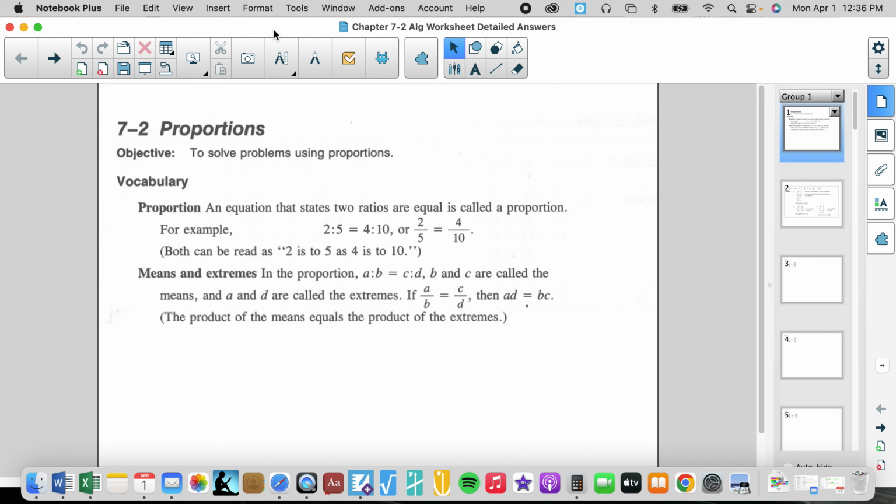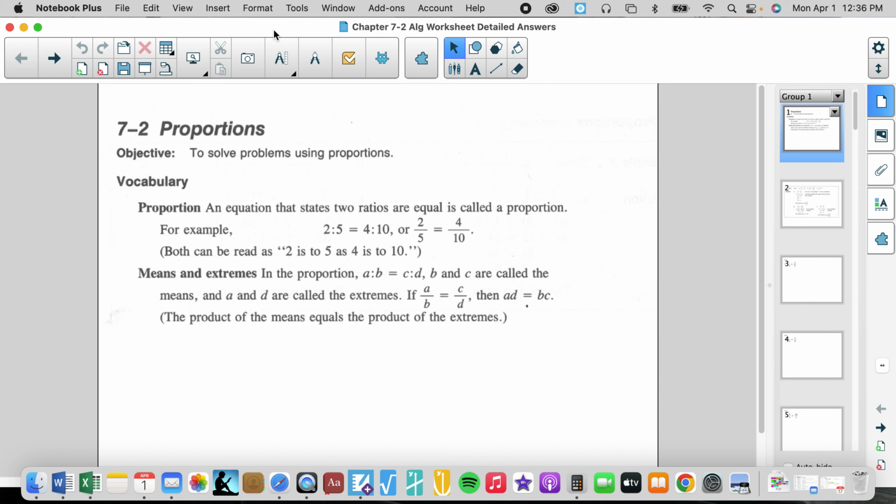So a proportion can be written as 2 to 5. It can be written as 2 over 5. Both can be read as 2 is to 5, as 4 is to 10, and that is an equivalency. 2/5 is equivalent to 4/10. So it's understood that the ratio of 2 to 5 is equal to 4 to 10.